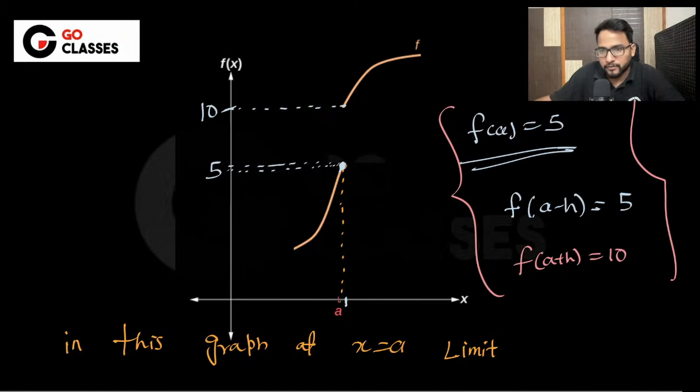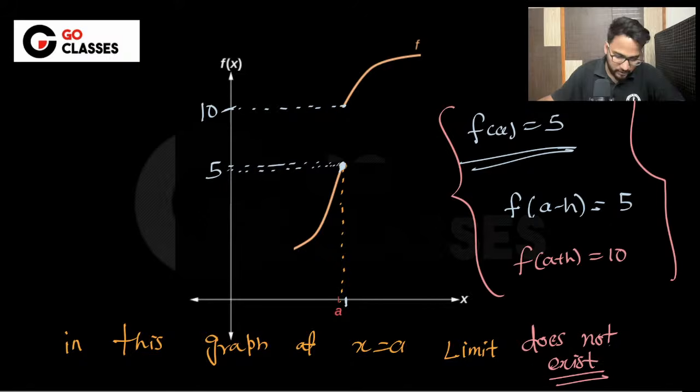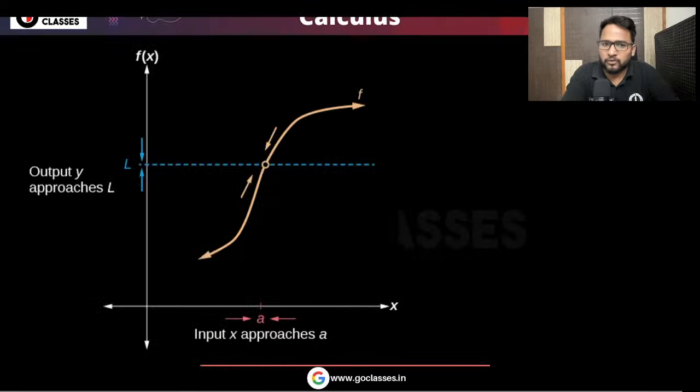Limit. Right? Okay, now let me move further. So now you understand the graphical representation of when a limit exists and when it does not. So now you can also tell me the mathematical definition. What is the mathematical definition?